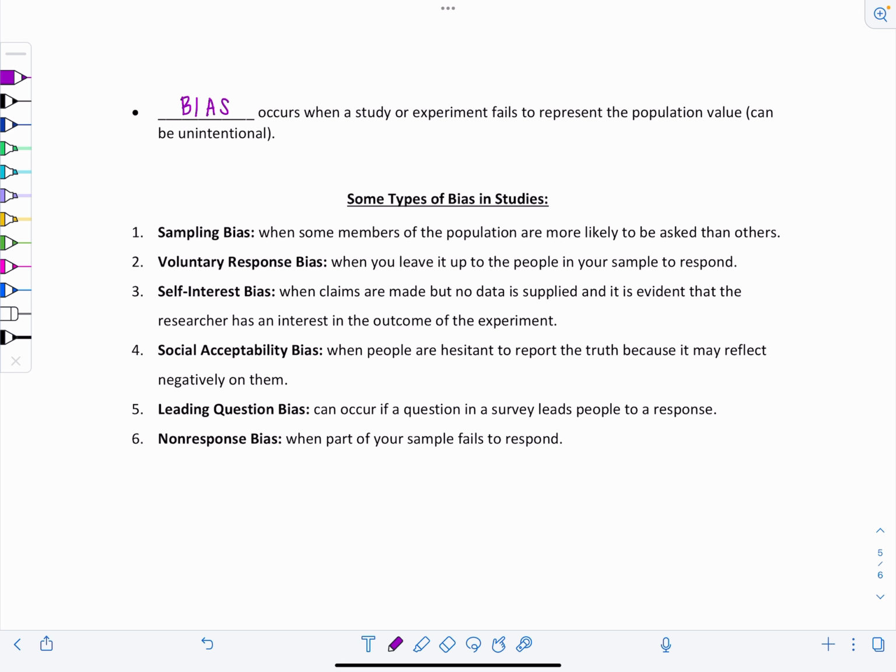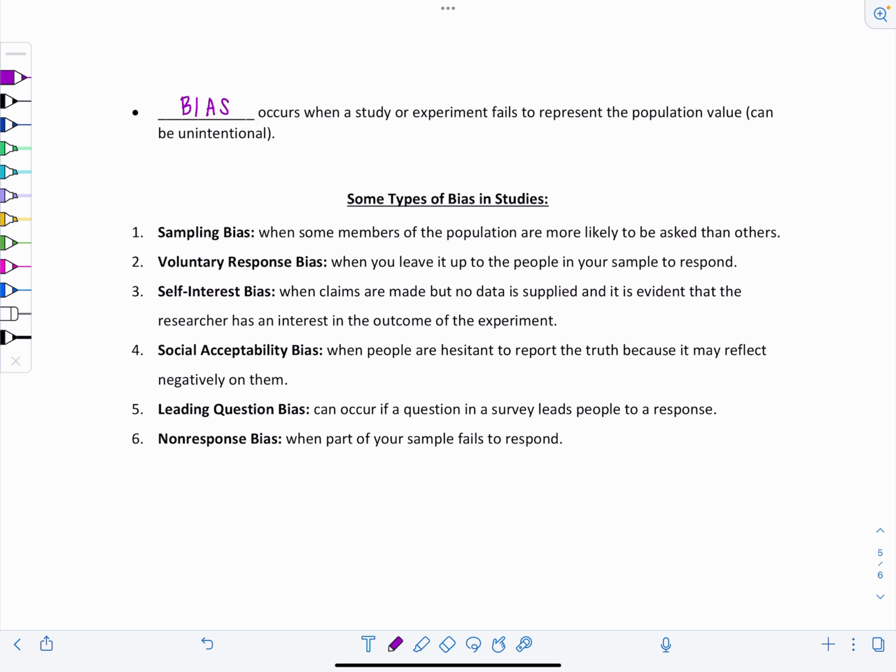Also, social acceptability bias, when people are hesitant to report the truth because it may reflect negatively on them. So if you think about, if people were surveyed to ask how many alcoholic drinks they consume a week or what their weight is, people may have a tendency to not report accurate information because they don't feel like their answer would be socially acceptable.